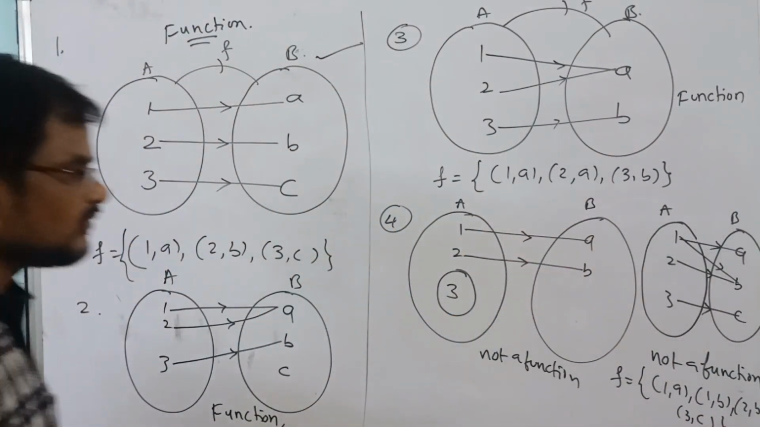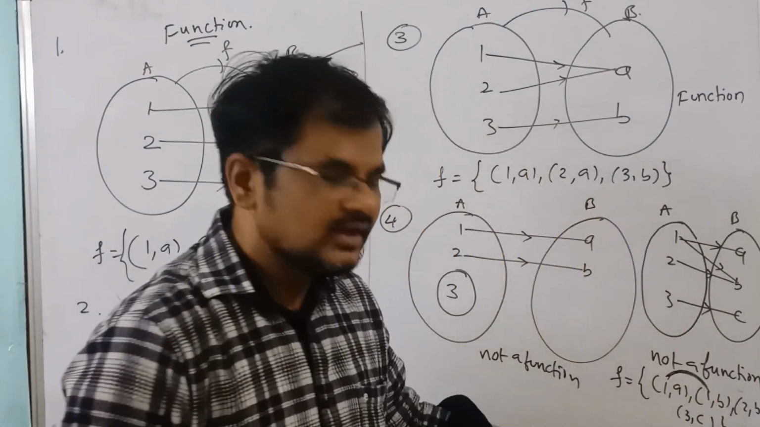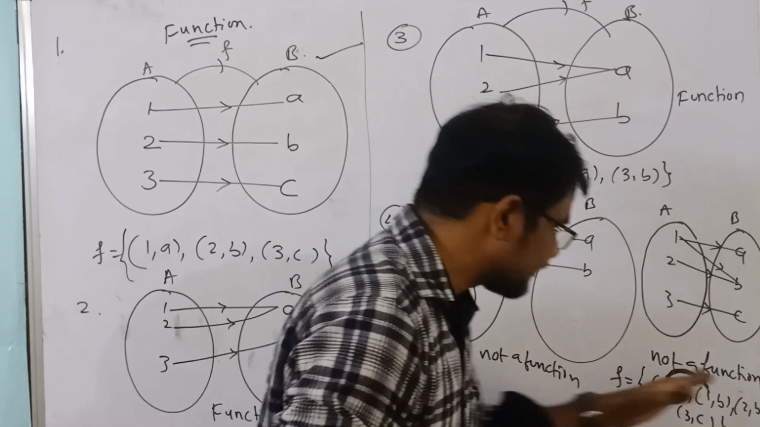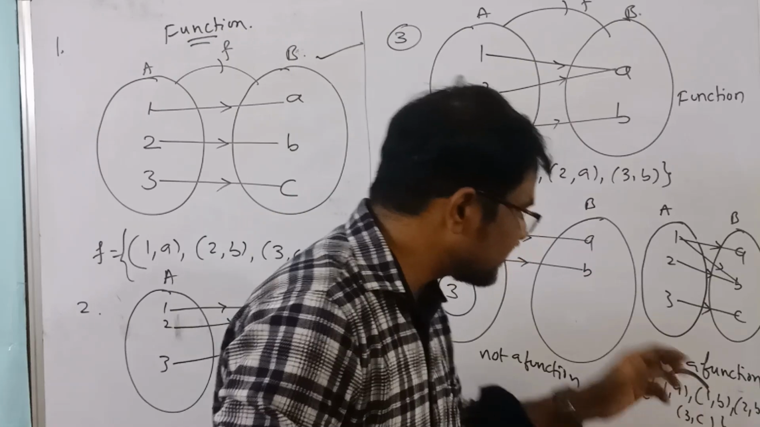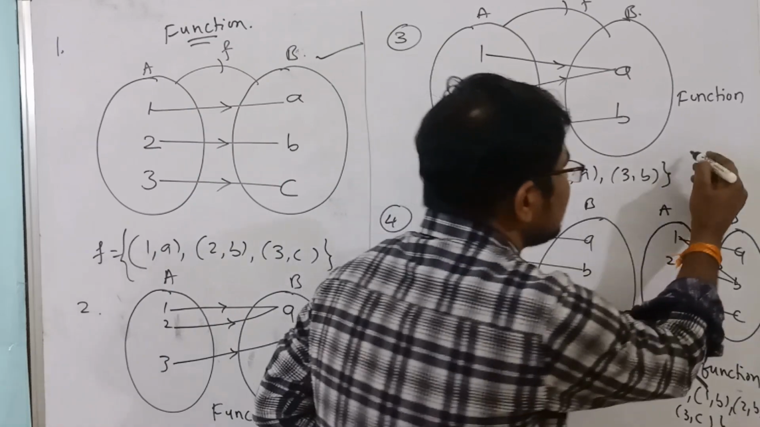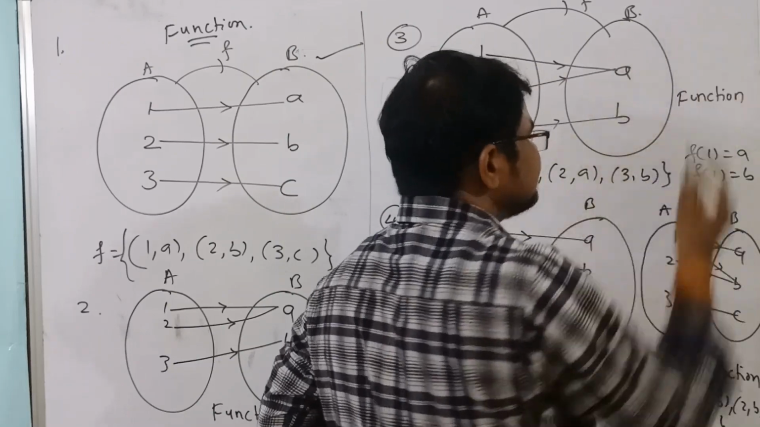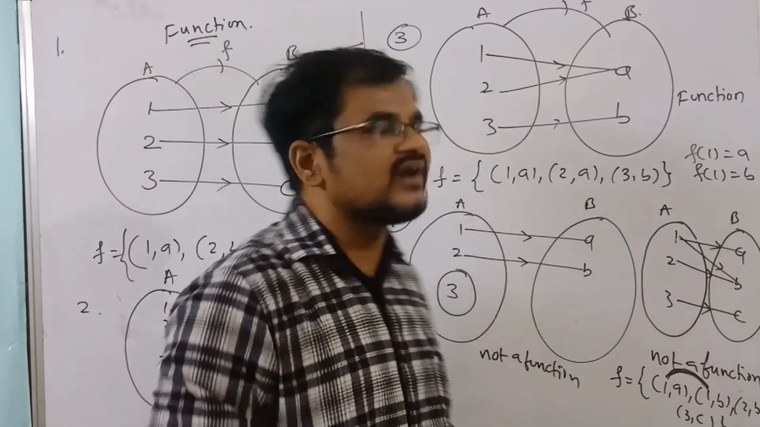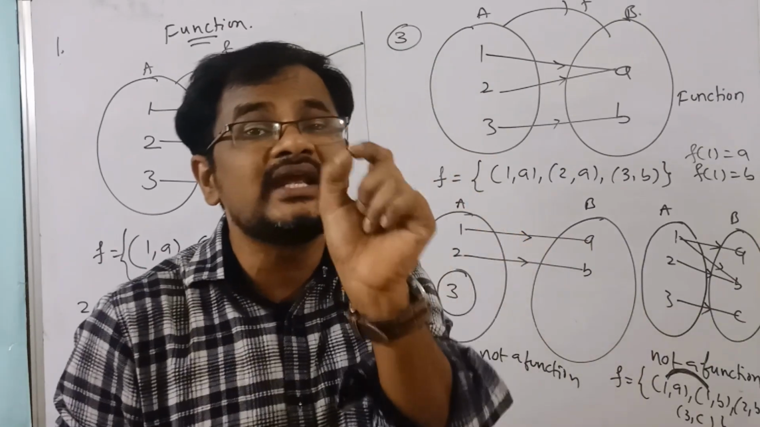Here the x value is repeating, so that's why it is not a function. You can identify this in a set of ordered pairs: if x values are repeating anywhere in the ordered pairs, then it is not a function, because there are 2 images. f of 1 equal to A and f of 1 also B. So it does not satisfy the condition of the function. What is the definition of the function? Every element of A has only one image.